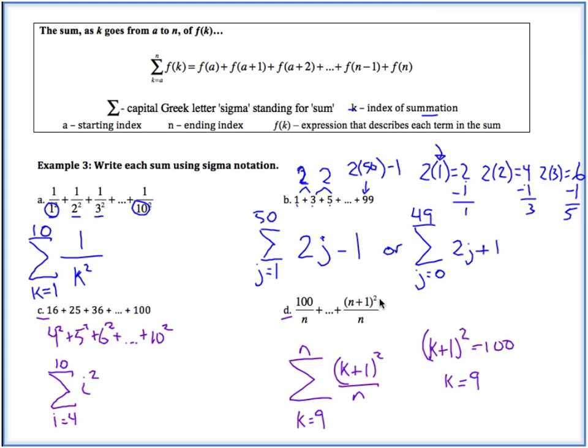In letter D, our ending point kind of gives you the function that we're looking for. It's right here at the end. So I just replaced n with another letter like k, giving k plus 1 squared over n. Now the trick is finding where it starts. This has to fit into our function of k plus 1 squared over n. So I set k plus 1 squared equal to 100 and found that k had to equal 9. So 9 was going to give us our starting point, and then it goes up until n. So our ending index is n.